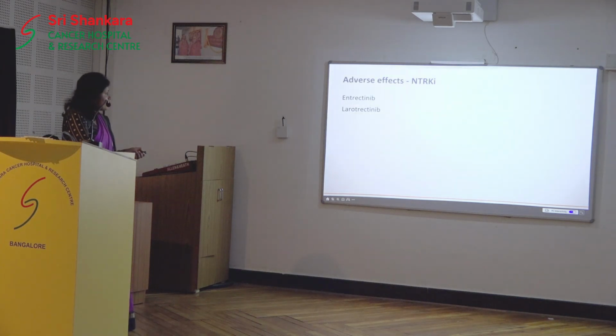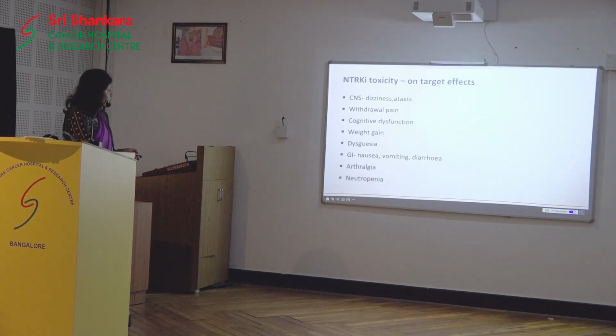The NTRK fusion inhibitors, we have entrectinib and larotrectinib. So what is NTRK? NTRK is a neurotrophin tyrosine receptor. So all the toxicities that we see with NTRK fusion inhibitors are on-target effects. So on-target effects means it is most of the things concentrated on the normal CNS. So they present with dizziness, ataxia. In patients who progress on an NTRK inhibitor and you withdraw the drug, they develop a severe withdrawal pain, cognitive dysfunction. They also have weight gain, dysgeusia, GI side effects, arthralgia, and neutropenia.